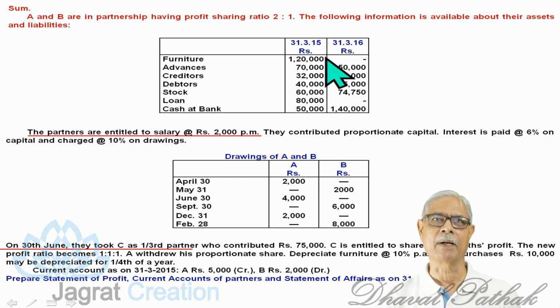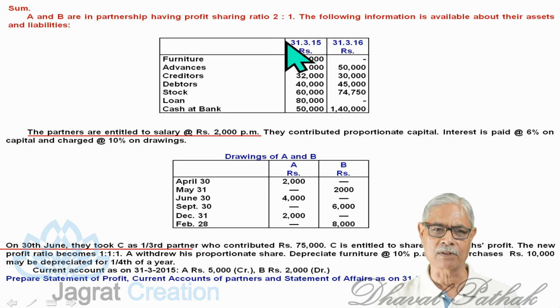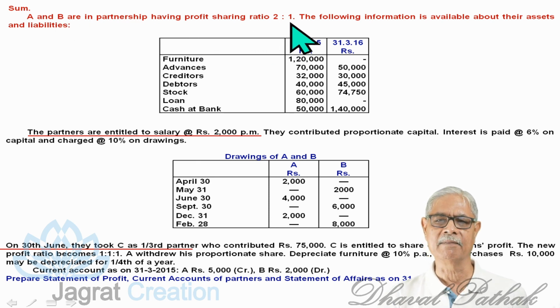So in the opening statement of affairs, I will write down all these assets and liabilities. In the opening statement of affairs, I will write down the current account balances. In the opening statement of affairs, I will write down the fixed capital of A and B. The fixed capital of A is 2/3 share. 1/3 share capital is 75,000. 2/3 share capital will be 75,000 into 2. That will be 1,50,000. So fixed capital of A at the beginning as on 31/3/2015 will be 1,50,000 and 1/3 share of B. So his proportionate capital should be 75,000.